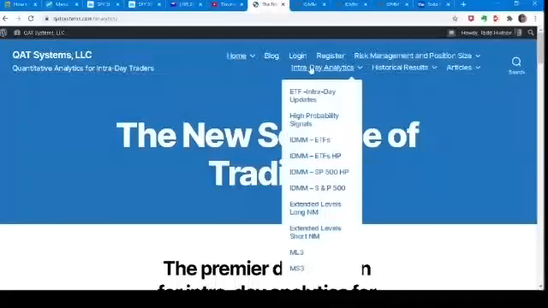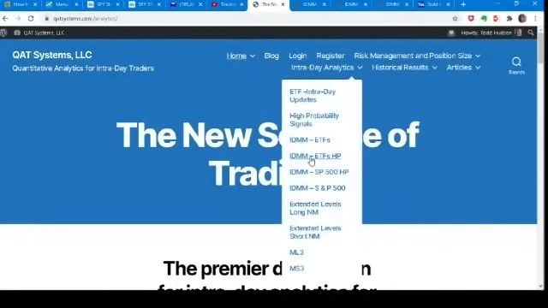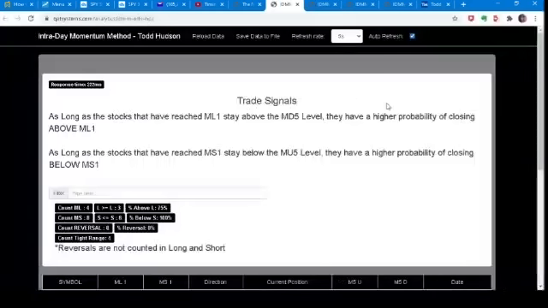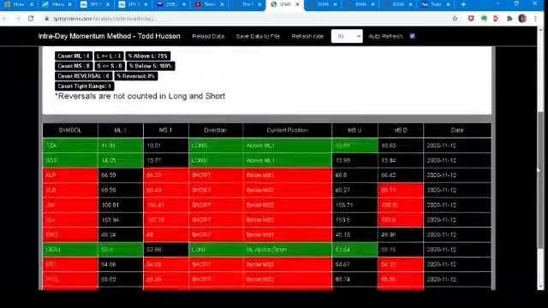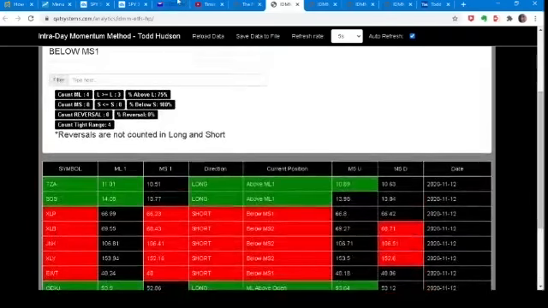This stuff can be reached at QATsystems.com/analytics. Basically, the high probability ETFs. These are the ETFs that have not reached the level halfway between the open and the ML1 on the downside or the MS1 on the upside. So any of these stocks that are listed here have not reached the level that I actually call upper limit or downside limit.